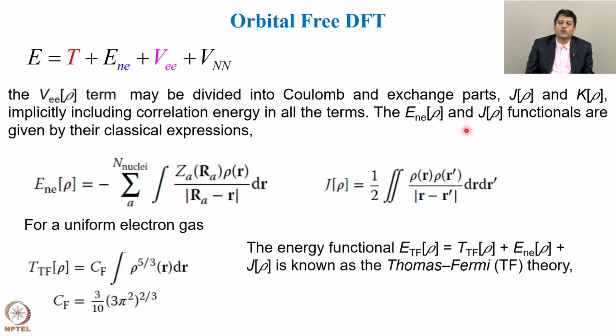And similarly I can also derive a form of the exchange which was already given before, and if I write the energy in terms of this Thomas Fermi kinetic energy. So, of course, this kinetic energy is called Thomas Fermi kinetic energy, and nuclear electron attraction and this Coulomb term, this is called Thomas Fermi theory. What is the problem of this theory?